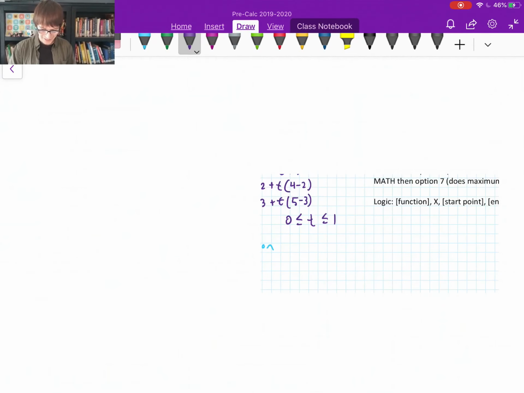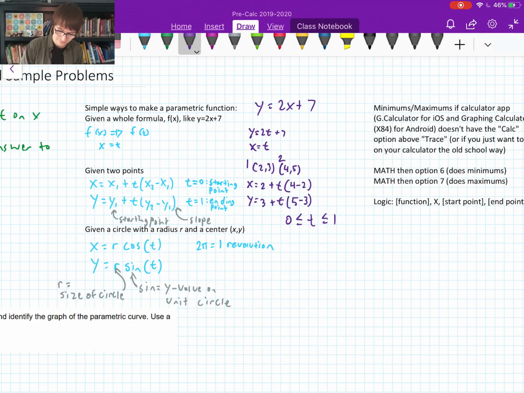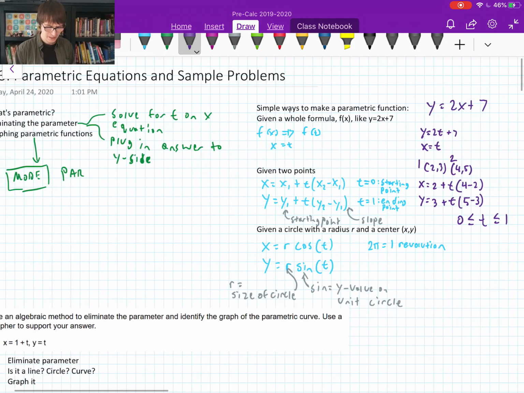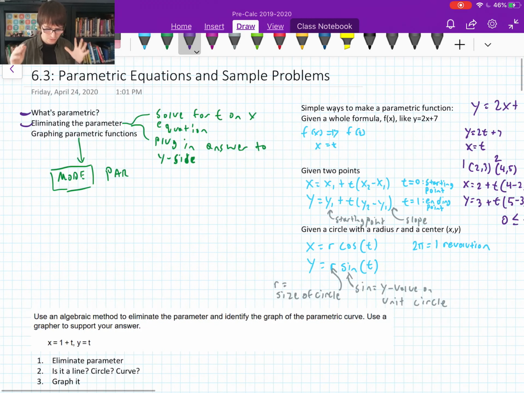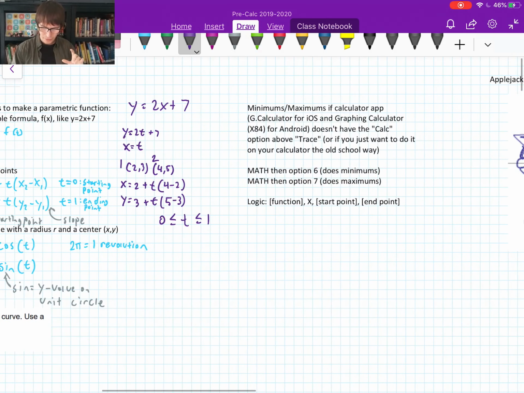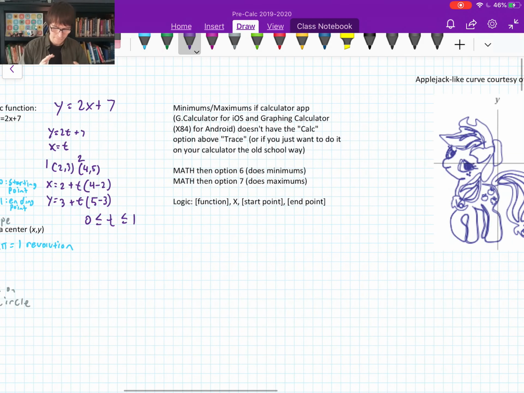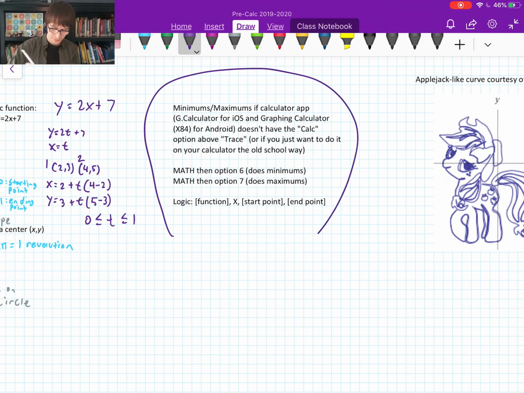But let's get back to this. That's really all there is for the actual lesson bit. There's a little bit more we can look at too. When we get to a problem that involves minimums and maximums, we're going to look at this specifically and figure out how to graph a minimum and maximum on your calculator.